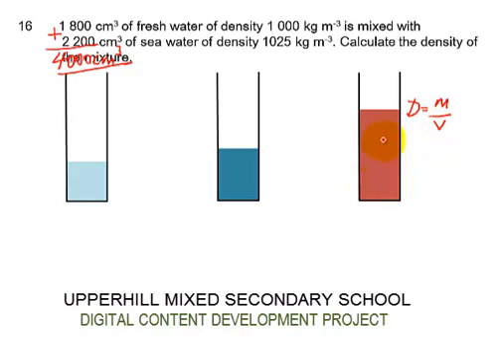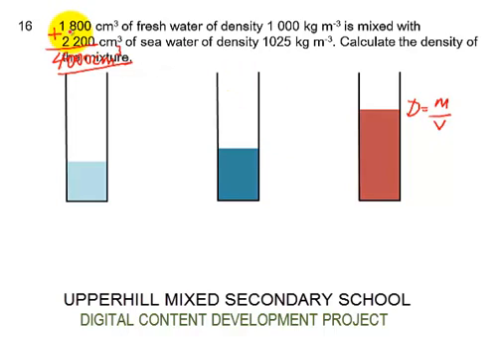So there is no problem with the volume of the mixture. How about the mass of the mixture? The mass of the mixture consists of mass of fresh water and mass of seawater. So we must calculate the mass of each liquid separately. And this is how we go about it.